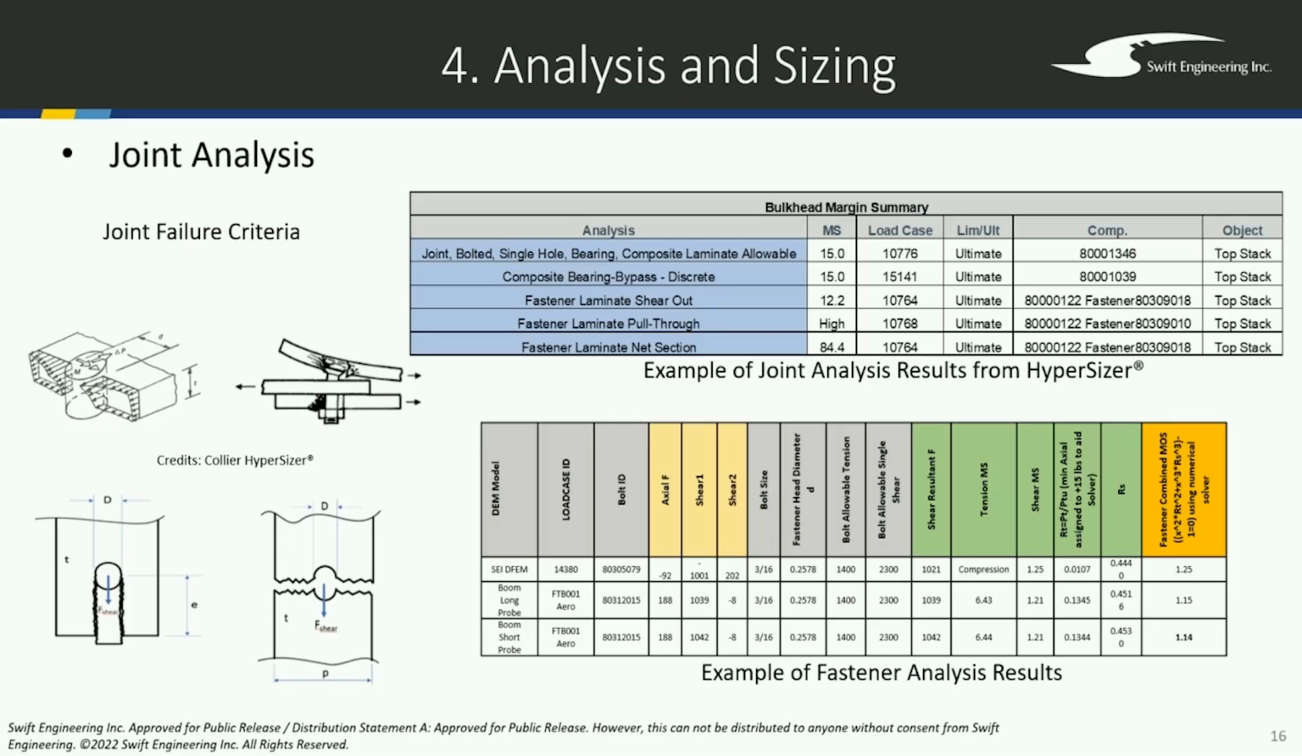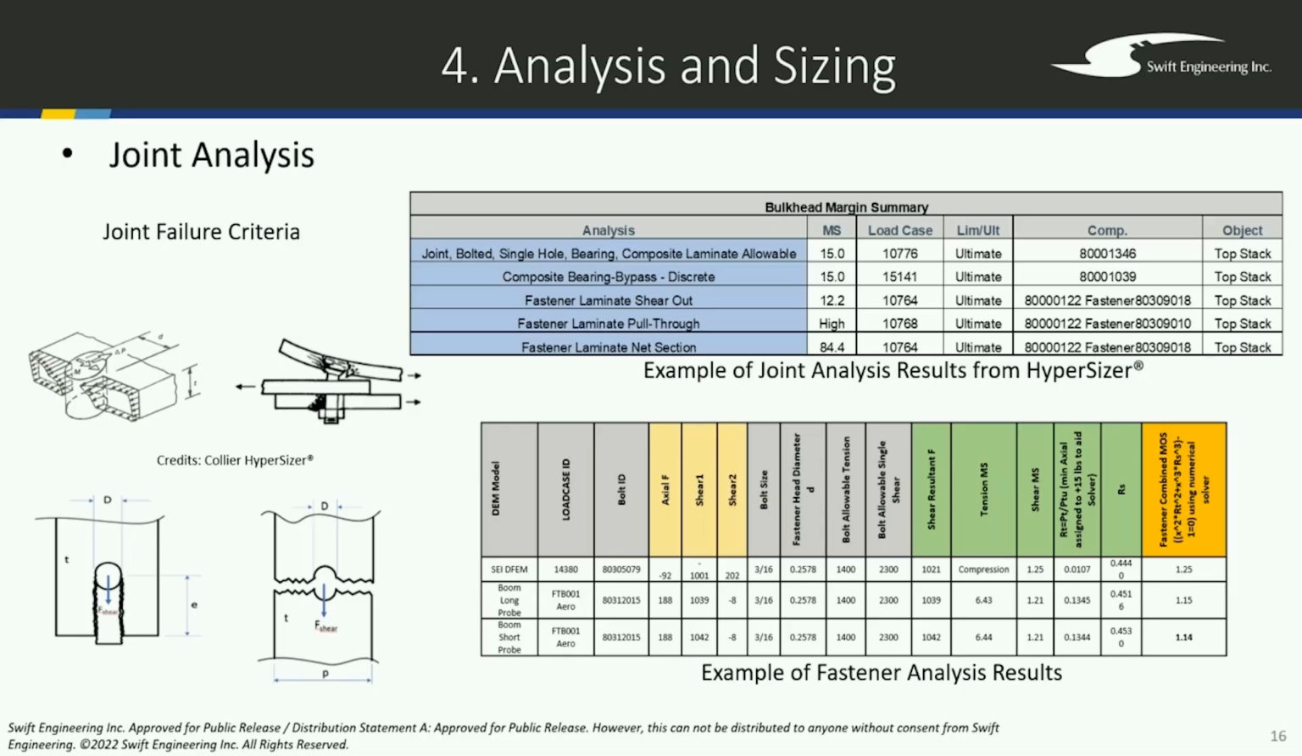Joint analysis. Not only were the laminates sized at the joints, but also the fasteners themselves. The little table on top is what comes out of HyperSizer, the BJSFM method. James was able to give us a couple of plugins at the time. I'm not sure if they're mainstream now, but they were plugins at the time.